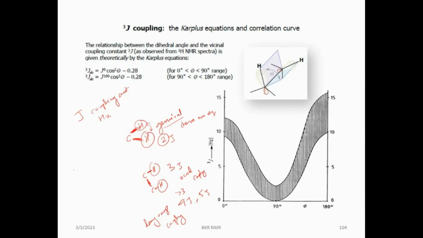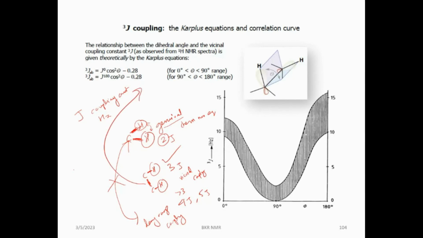Now, when coupling is there, keep this in mind: coupling should be between chemically non-equivalent hydrogens. Keep that in your mind. We will not study geminal and long range coupling much, because they will not come up much in problems. Vicinal is very important. So vicinal coupling constant is given by Karplus equation.